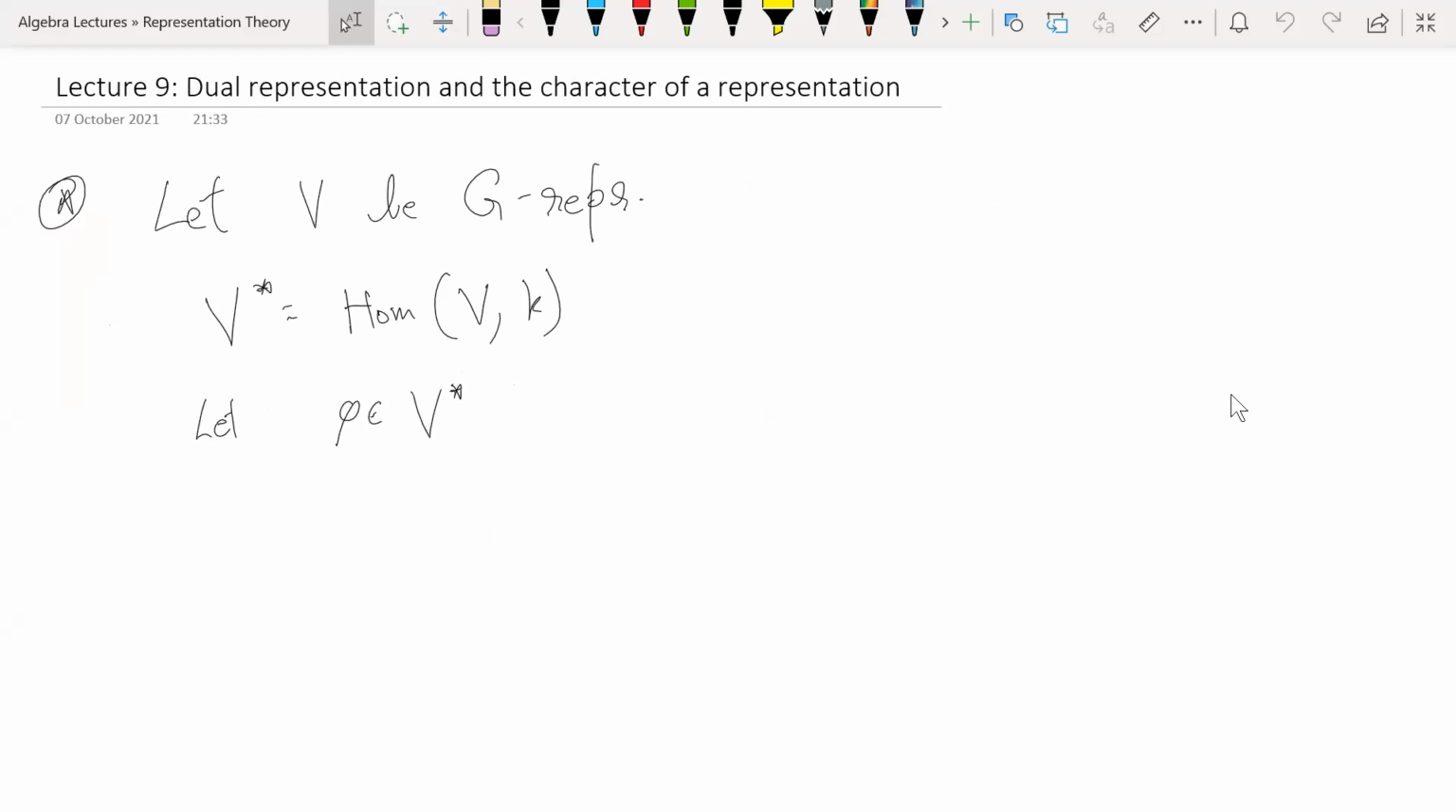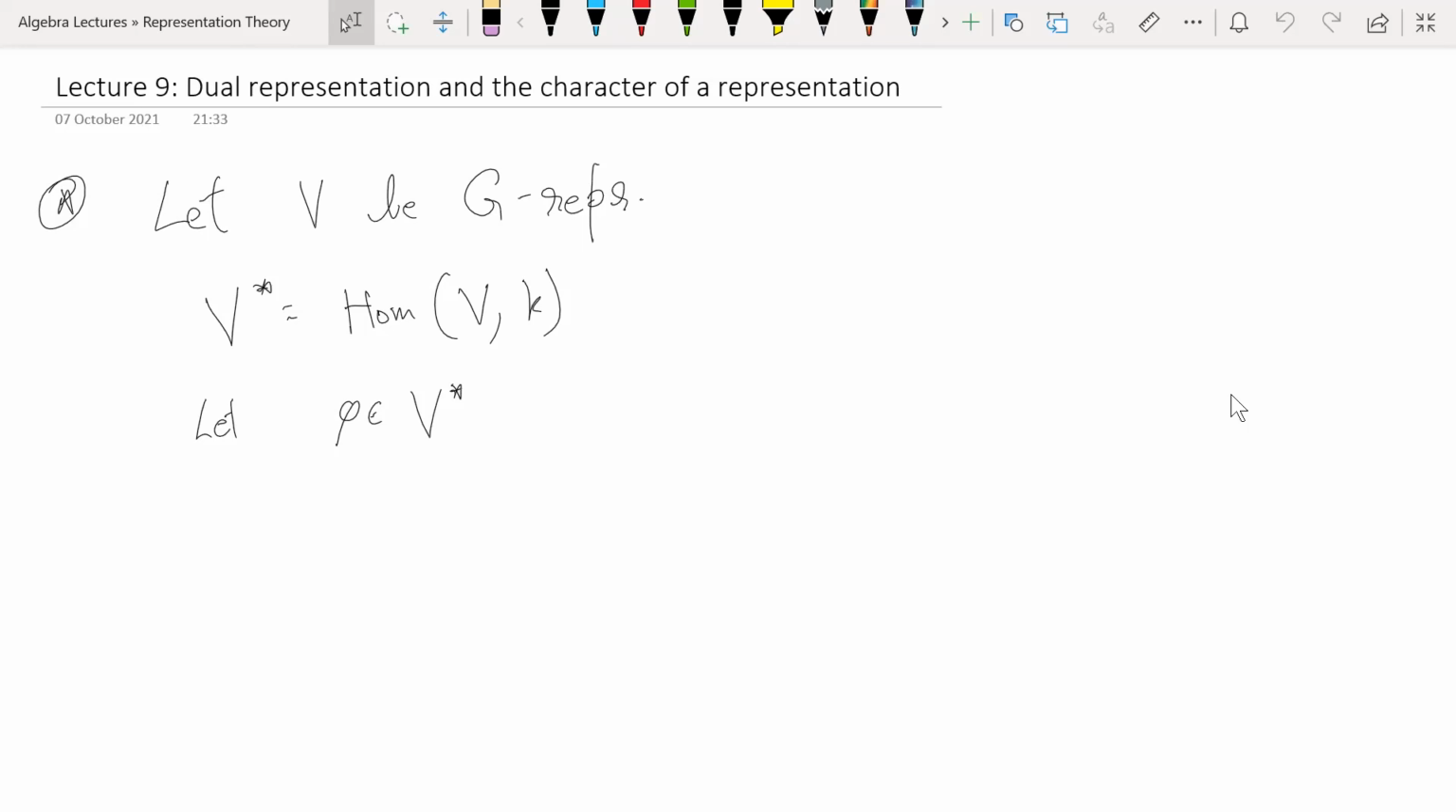I'll talk about dual representation today, and then we will go on to talk about characters of a representation. So that's an important concept. It's an invariant of a representation, but it more or less determines the representation. So let's talk about the dual representation.